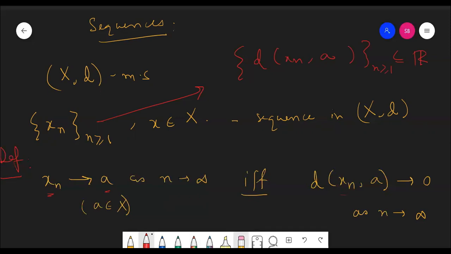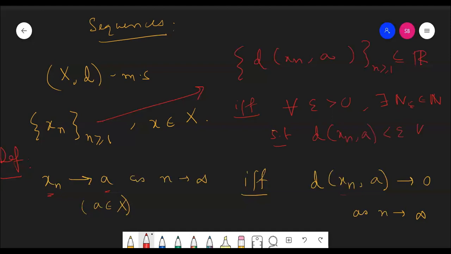In other terms, you can also write it like this. This happens if and only if, and you can try to prove the equivalence of them, for all epsilon greater than 0, there exists a capital N, which depends on epsilon obviously, in the set of naturals, such that d of xn comma a is less than epsilon for all n greater than or equal to N epsilon. This is also an equivalent form of writing it. So just try to check that they're the same.